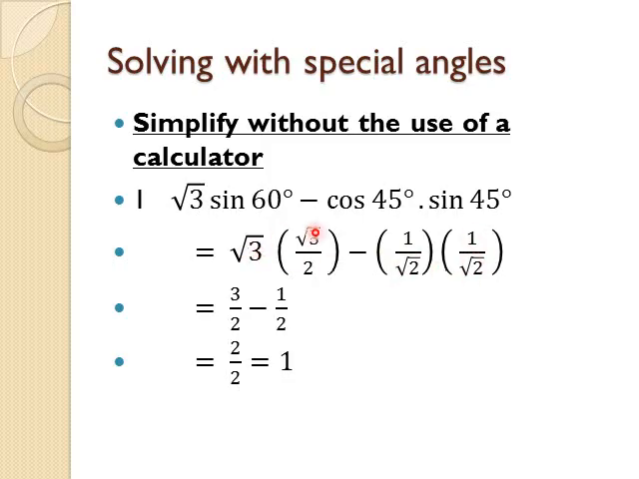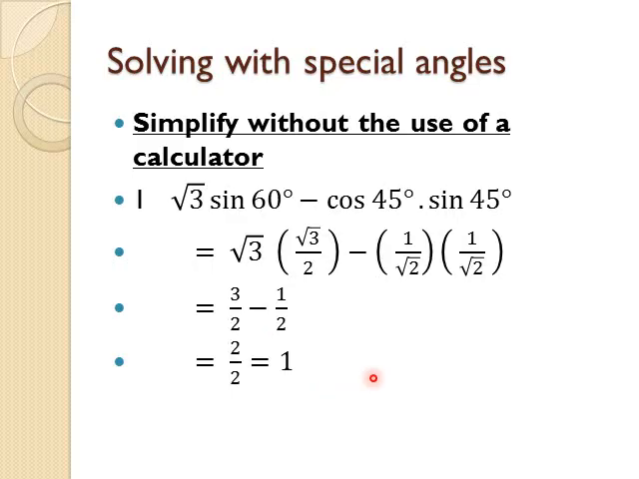Square root 3 times square root 3 gives me 3 over 2. Negative stays negative. 1 times 1 stays 1. Square root 2 times square root 2 becomes 2. Denominators are the same, so I can add the numerators. So 3 minus 1 then gives me 2. And 2 over 2 equals 1.